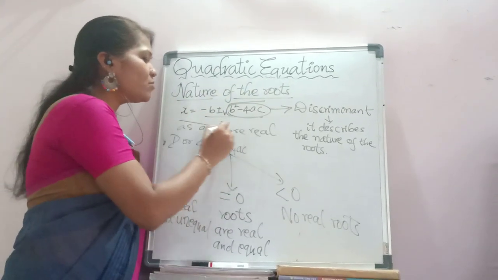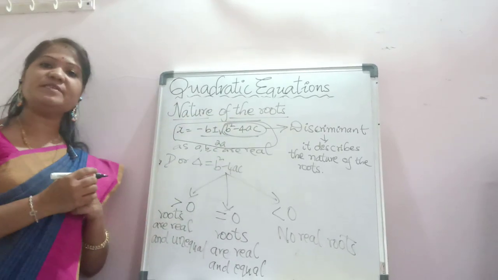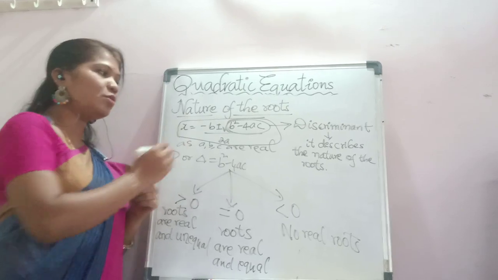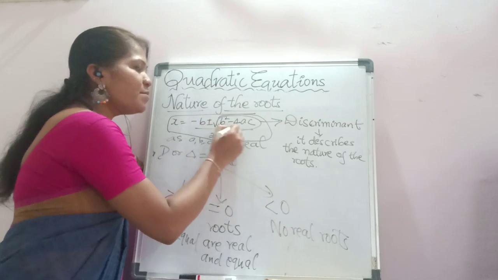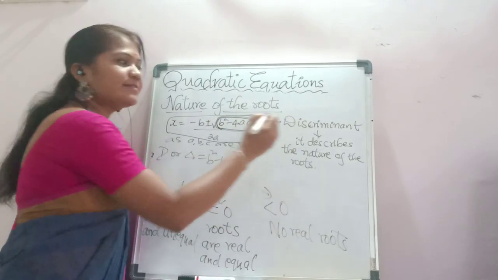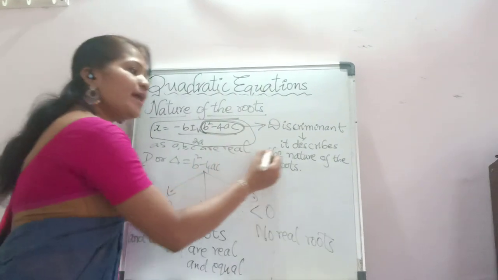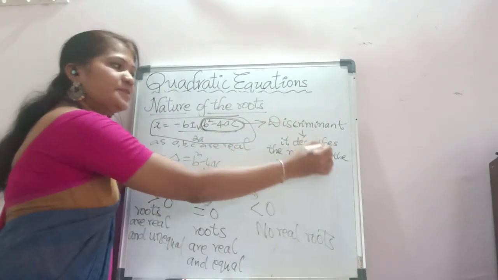What is the quadratic formula? x is equal to minus b plus or minus root over b square minus 4ac by 2a. As already while giving the definition, I told you that a, b, c are real. Right? So this b square minus 4ac is called the discriminant. So what does this discriminant do? It describes the nature of the roots.